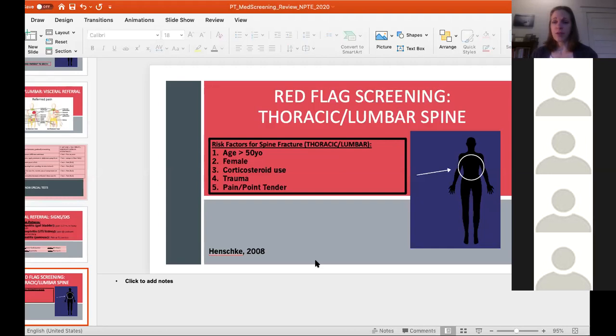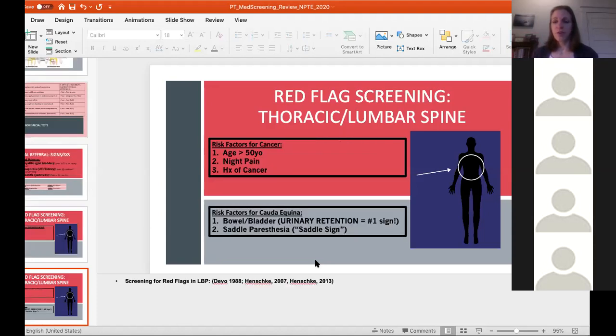Screening for red flags in the thoracic and lumbar. We want to screen out for fracture. So these are 5 risk factors that have been well described as putting a patient more at risk for spinal fracture. So increase in age, female over male, corticosteroid use. Again, we know that corticosteroids are catabolic, so they tear down tissues. And that's not only true for muscle, tendon, ligament, but it is true for bone. And so that degradation of bone tissue, if you have long-term or repeated corticosteroid use, can be a risk for fracture. Trauma, obviously, and then pain or point tenderness.